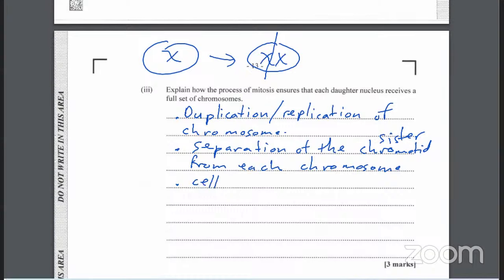And then each cell will divide. There's like a synopsis of the process. Each cell divides, not each cell, sorry.